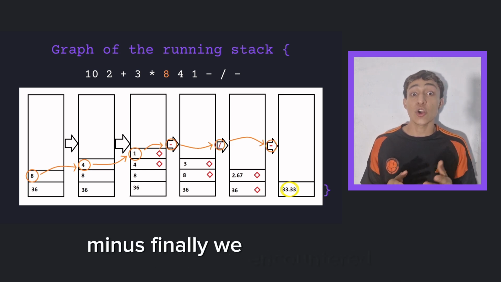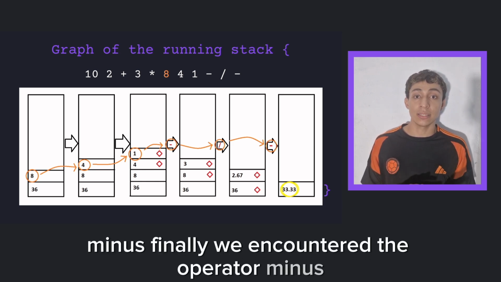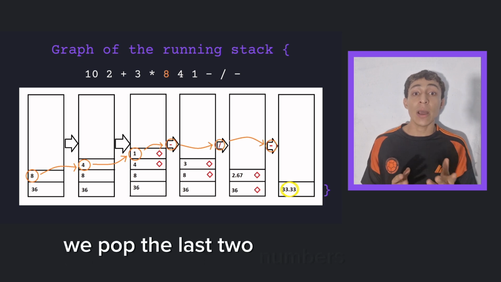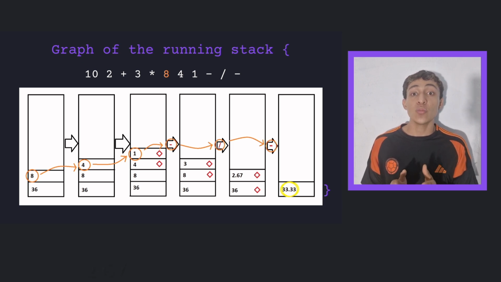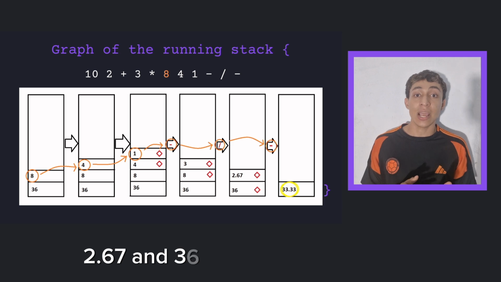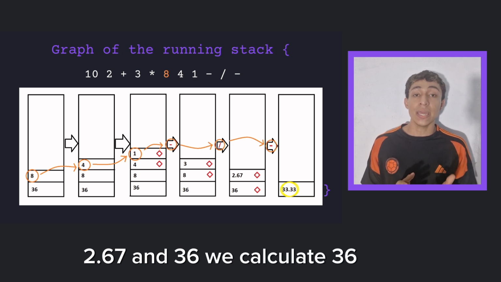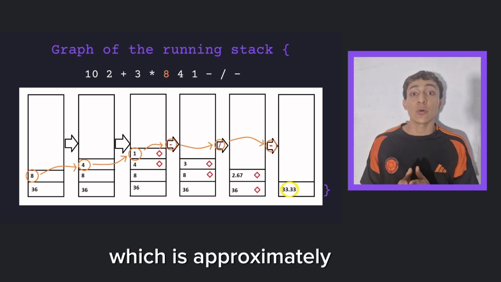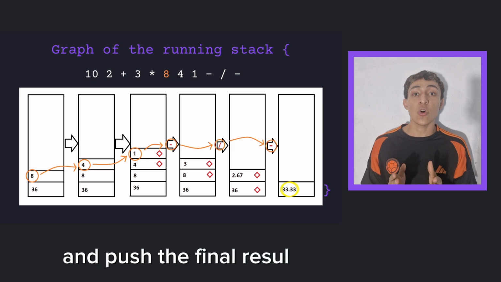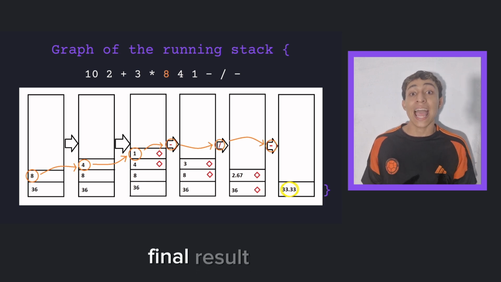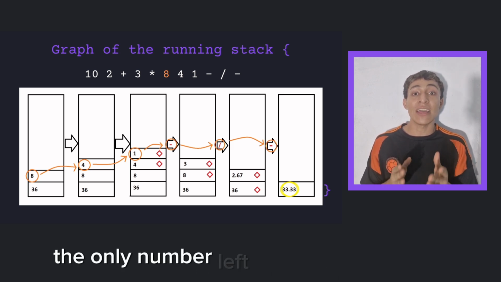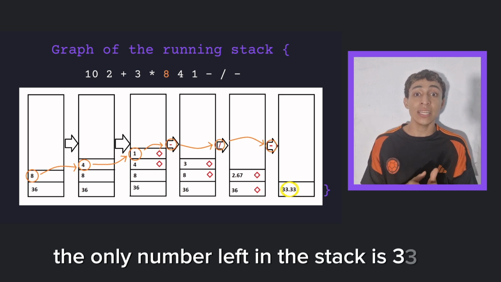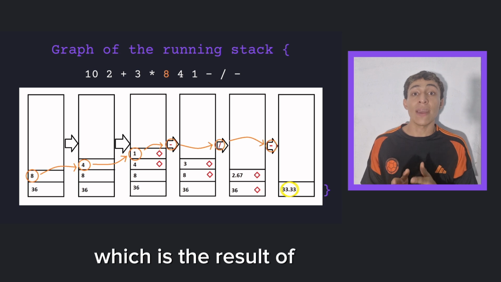Minus. Finally, we encounter the operator minus. We pop the last two numbers from the stack, 2.67 and 36. We calculate 36 minus 2.67, which is approximately 33.33, and push the final result onto the stack. Final result. At the end, the only number left in the stack is 33.33, which is the result of evaluating the expression.